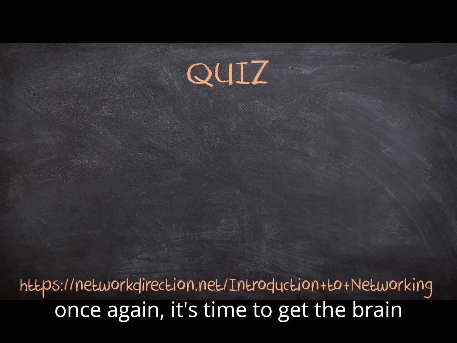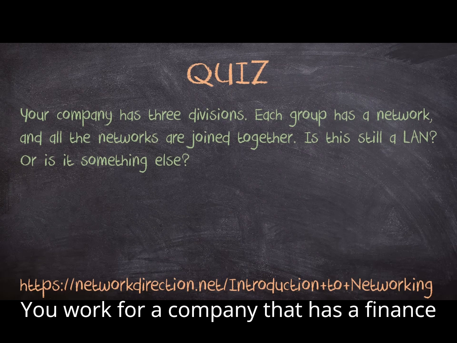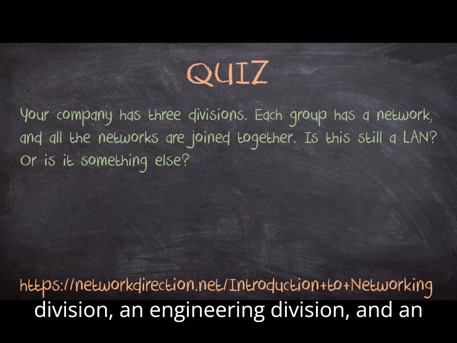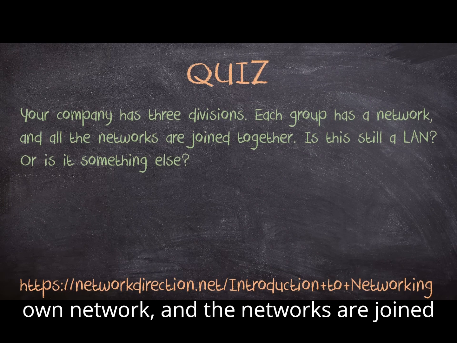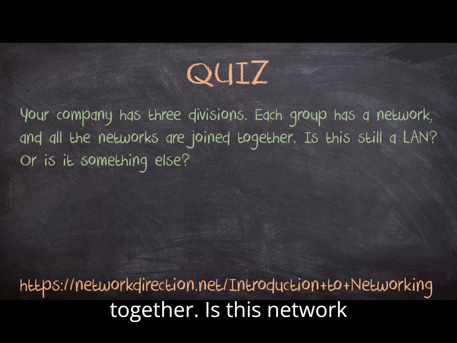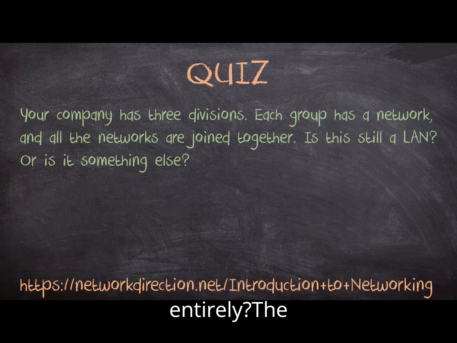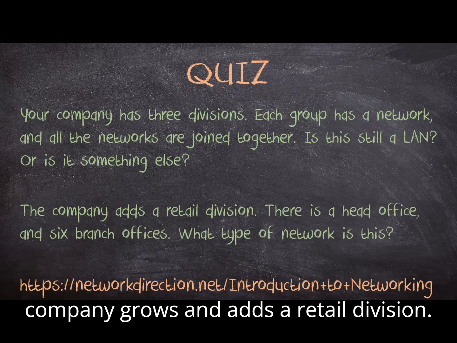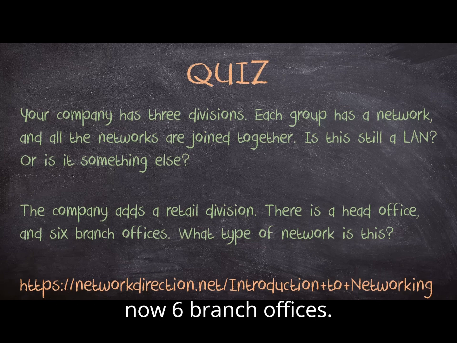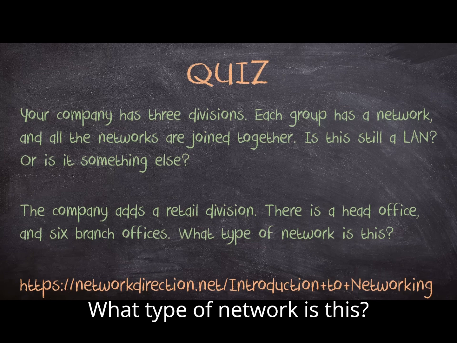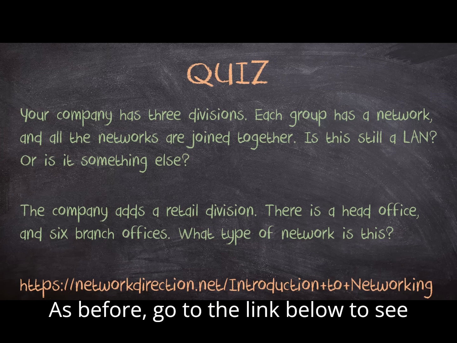And once again, it's time to get the brain working. Here's something to think about. You work for a company that has a finance division, an engineering division, and an admin division. Each group has its own network, and the networks are joined together. Is this network still a LAN, or is it something else entirely? The company grows and adds a retail division. In addition to the head office, there are now 6 branch offices. What type of network is this? As before, go to the link below to see the answers.